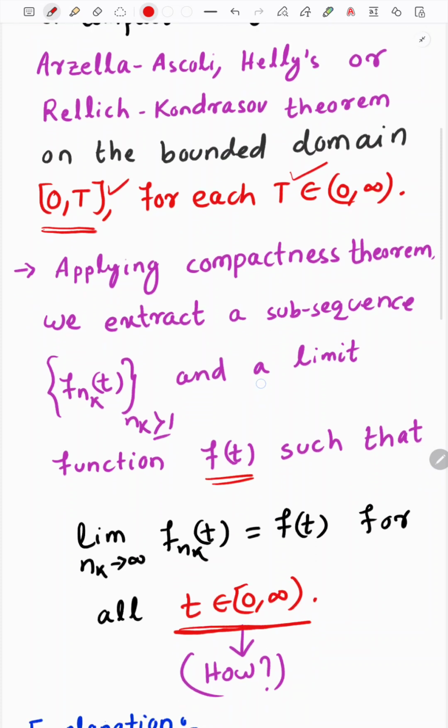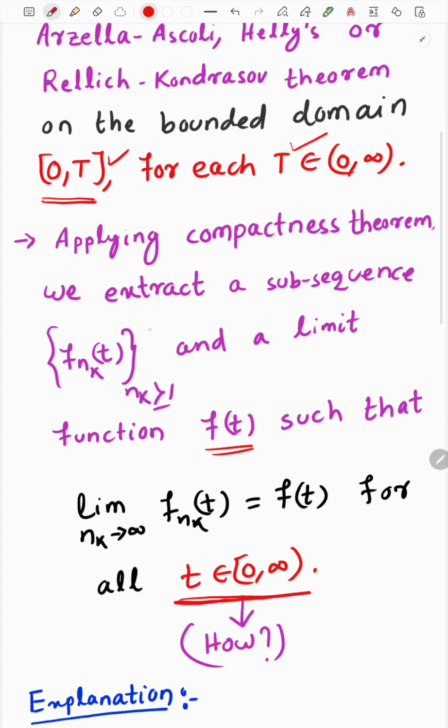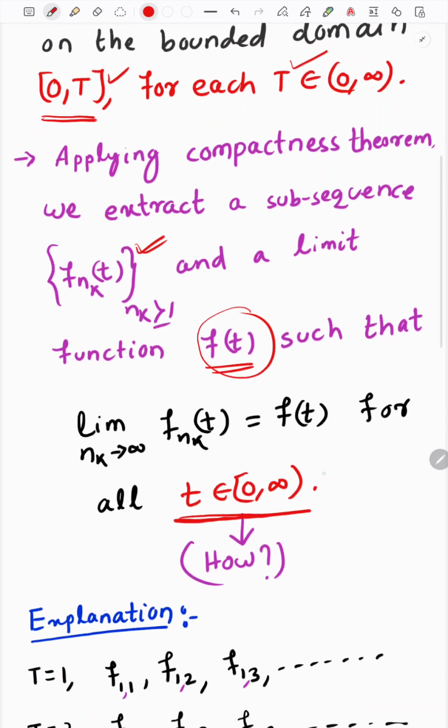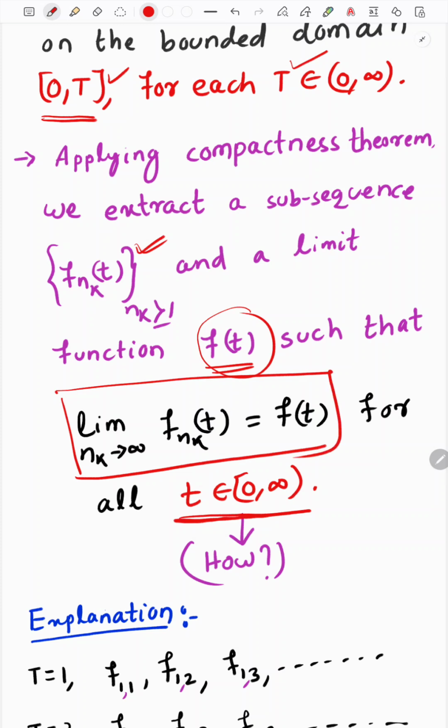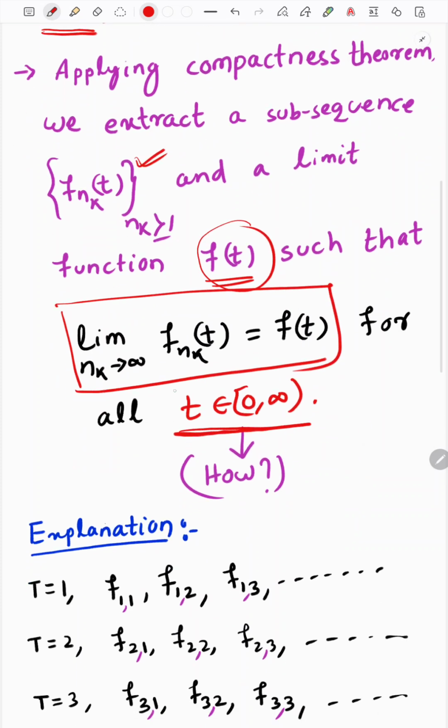So when we apply the compactness theorem, we extract a subsequence and a limit function, such that the subsequence converges to this function in the pointwise sense. But here most of the time we forget to write that t belongs to 0 to T. Most of the time we do not care about this. We write t belongs to 0 to infinity, but this is not a major mistake.